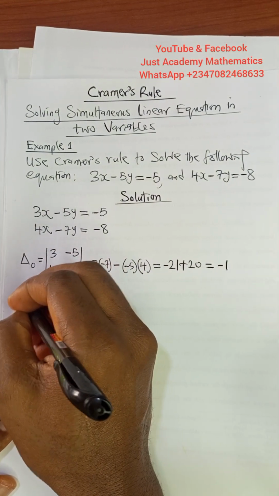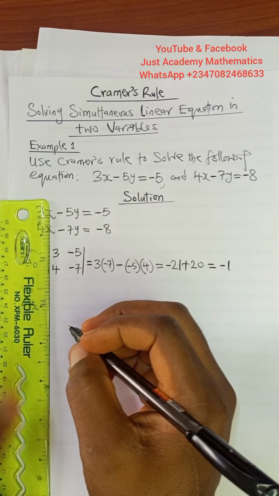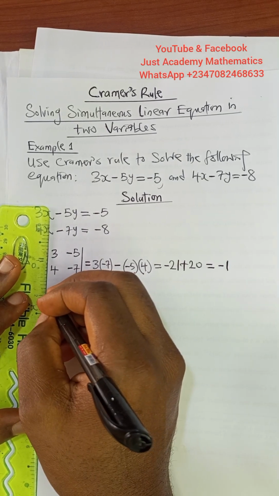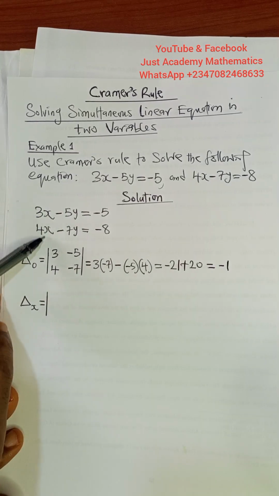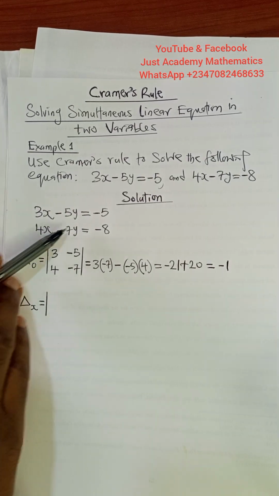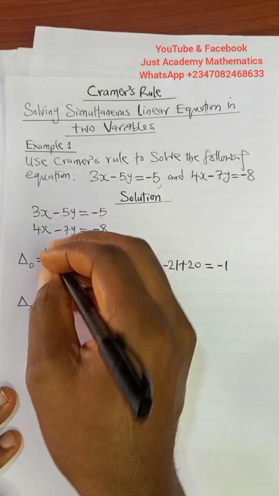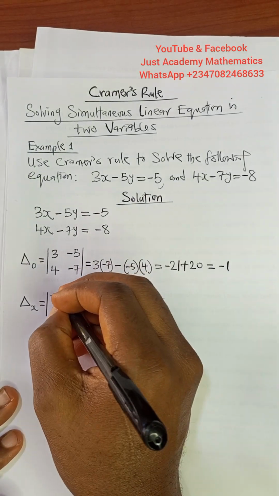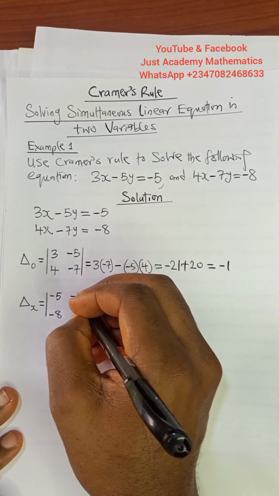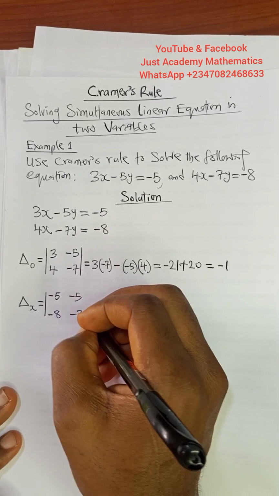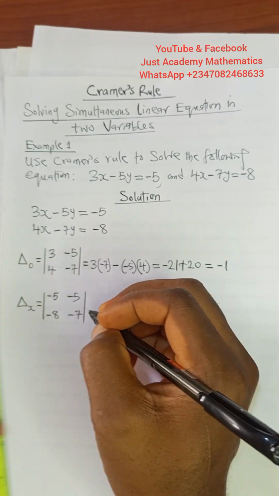The next step is to get what is called delta x. Now what will be delta x? Look at delta x. Delta x is simply, in this column of x, we'll replace this column of x with these two constants, that is minus 5 and minus 8. We'll replace the column of x with the constants, minus 5 and minus 8. And we retain the coefficients of y, which is minus 5 and minus 7. So the determinant of this now is what we call delta x.